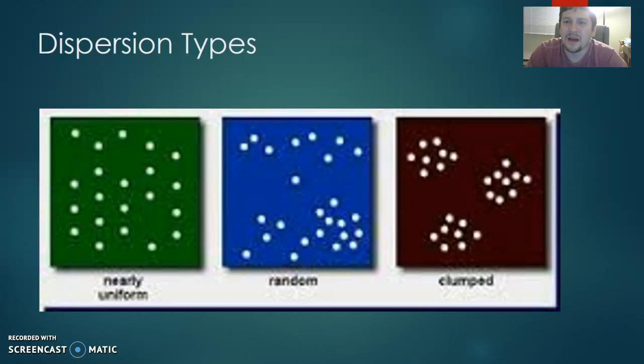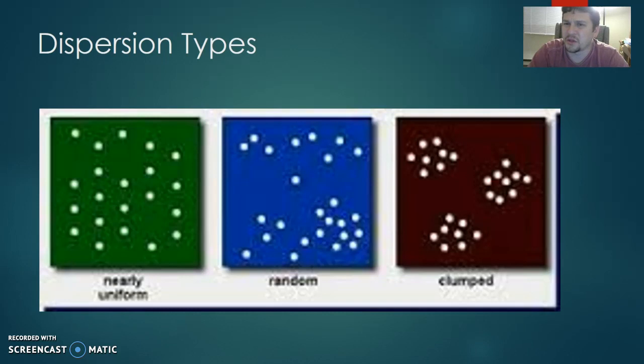Uniform is pretty much the rarest of the dispersion types. This occurs when you have individuals who are mostly solitary predators that maintain large areas of territory for hunting purposes. So tigers, leopards, and jaguars are good examples of uniform dispersion because they are solitary, they defend territory, and they don't let other animals, even of their same species, inside their territory because that would jeopardize their survival.